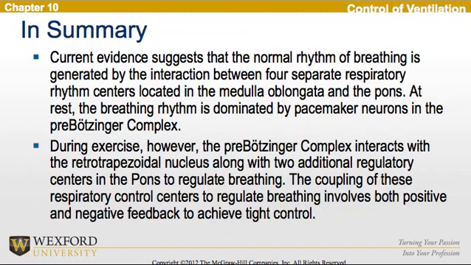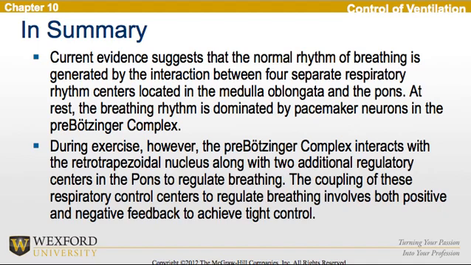In summary, current evidence suggests that the normal rhythm of breathing is generated by the interaction between 4 separate respiratory rhythm centers located in the medulla oblongata and the pons. At rest, the breathing rhythm is dominated by the pacemaker neurons in the pre-Botzinger complex. During exercise, however, the pre-Botzinger complex interacts with the retrotrapezoidal nucleus along with 2 additional regulatory centers in the pons to regulate breathing.